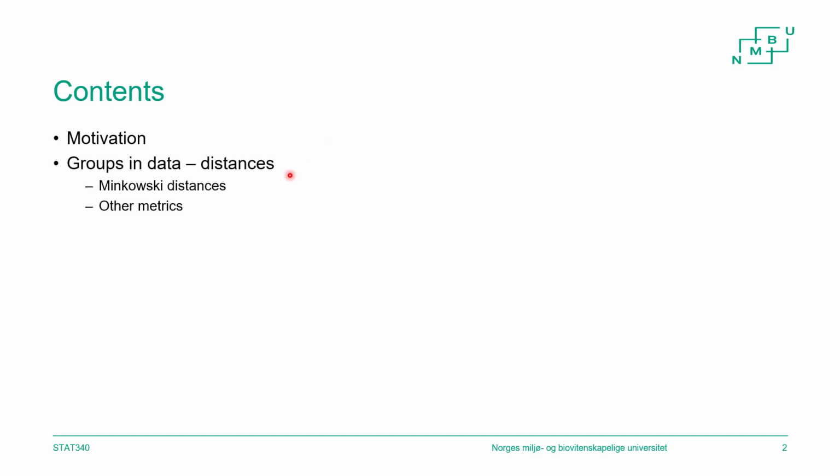So, in this module we will have a look at clustering of data, and first of all the motivation for doing this. And then groups in data and distances, because whenever we are going to group our data we have to decide what we mean by similarity, right? And distance is the opposite of similarity, right? Lack of similarity, that's distance. And this is not as obvious as you may think. And we will have a look at some alternatives here.